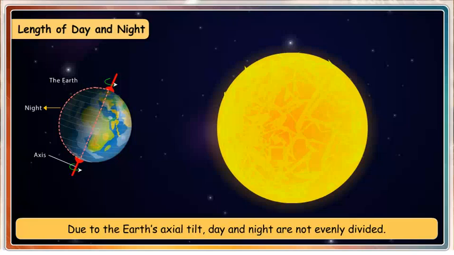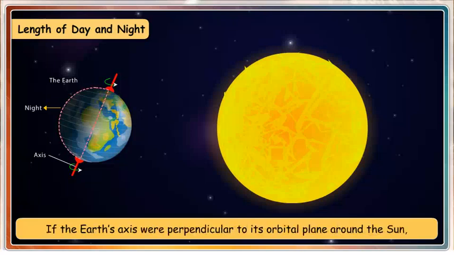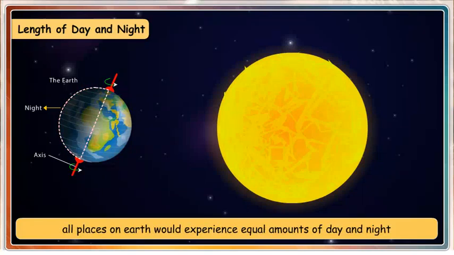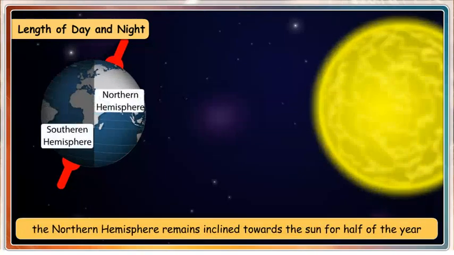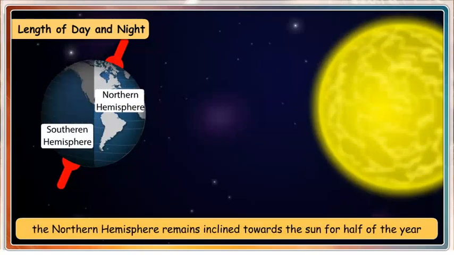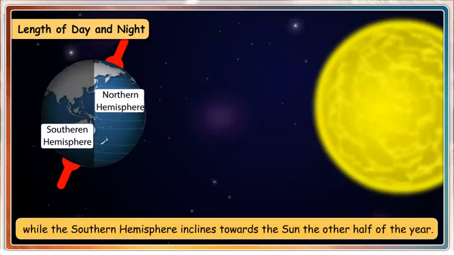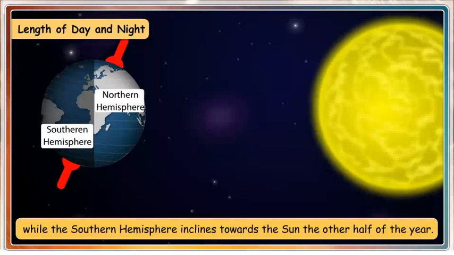Length of day and night. Due to the Earth's axial tilt, day and night are not evenly divided. If the Earth's axis were perpendicular to its orbital plane around the Sun, all places on Earth would experience equal duration of day and night, that is, 12 hours of day and night respectively, every day during the year, and there would be no seasonal variation. But due to the inclination of the Earth's axis of rotation, the northern hemisphere remains inclined towards the Sun for half of the year, while the southern hemisphere inclines towards the Sun the other half of the year.